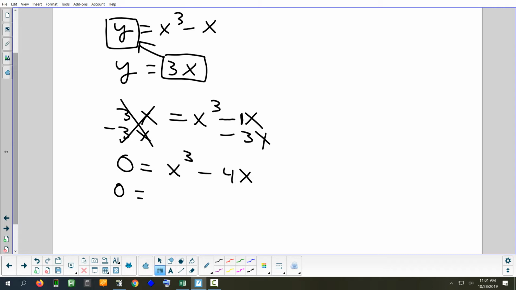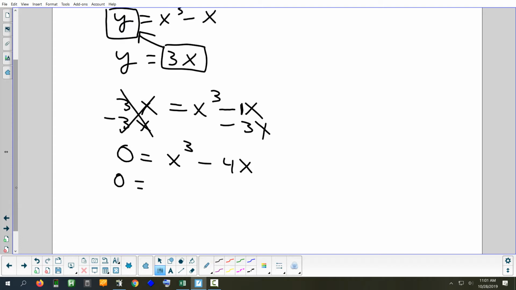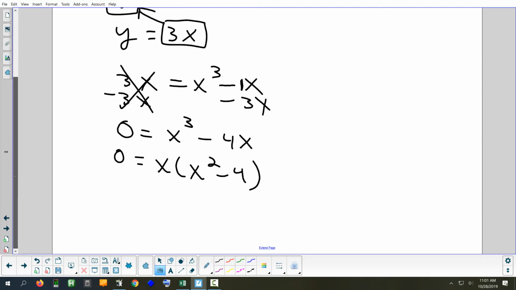Now what can I do on the right-hand side? Factor. Factor, yes. What can you factor out? You can pull the x out. Now you know why I was thinking x squared. And then it's x squared minus 4. Yes. So that factors, and now look at that. That's a difference of two squares. That factors again.